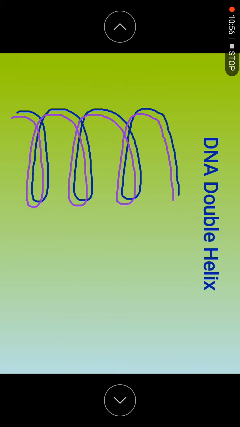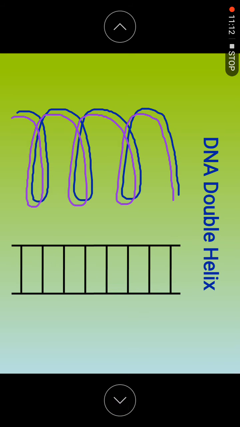This is what we call the double helix. You can see the blue and the purple strands. It will turn, and then helix. Helix means the shape is like a spring. Double means you have blue and purple. Double helix means it's a spring.